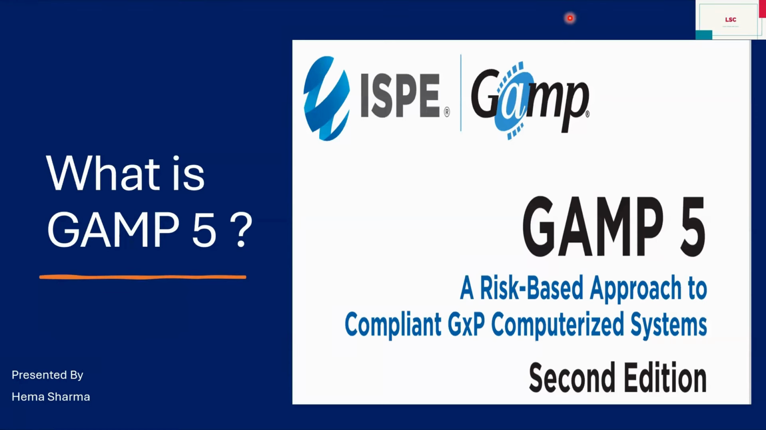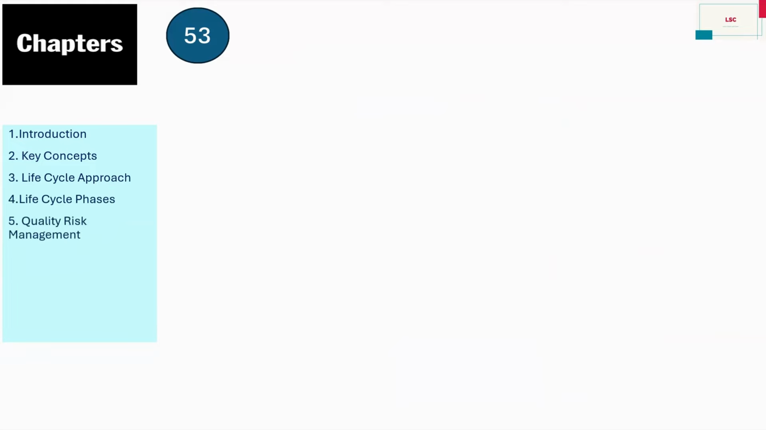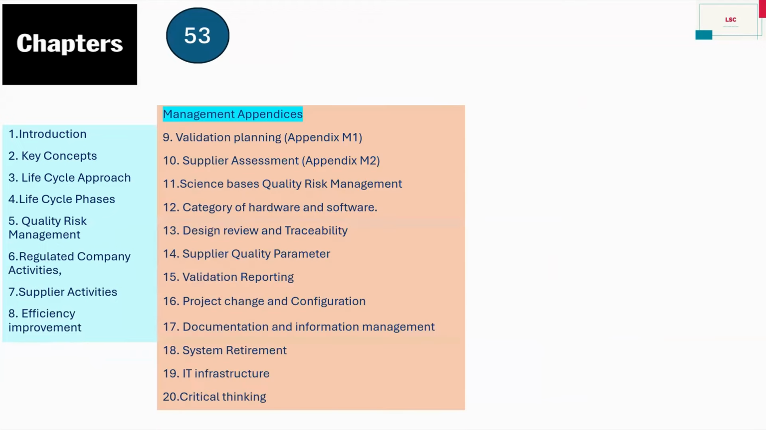So friends, what is GAMP 5? To understand this second edition, let's see a simple introduction with the chapters. There are 53 chapters. First, introduction, key concepts, lifecycle approach, lifecycle phases, quality risk management, regulated company activities, supplier activities, and then efficiency improvement. After this, the management appendix.